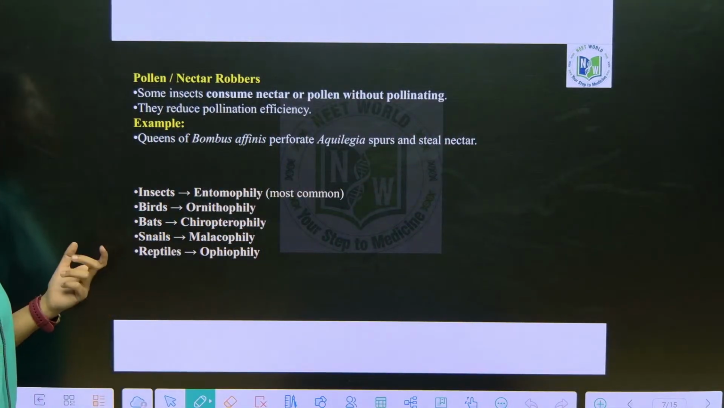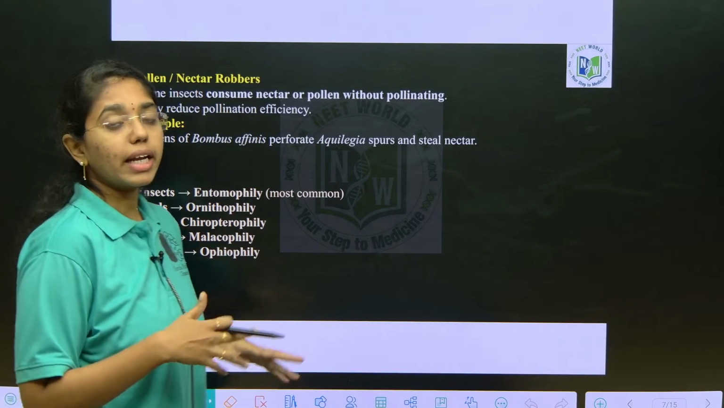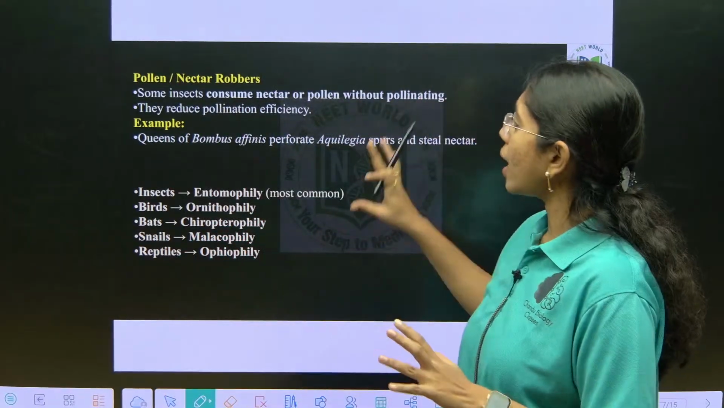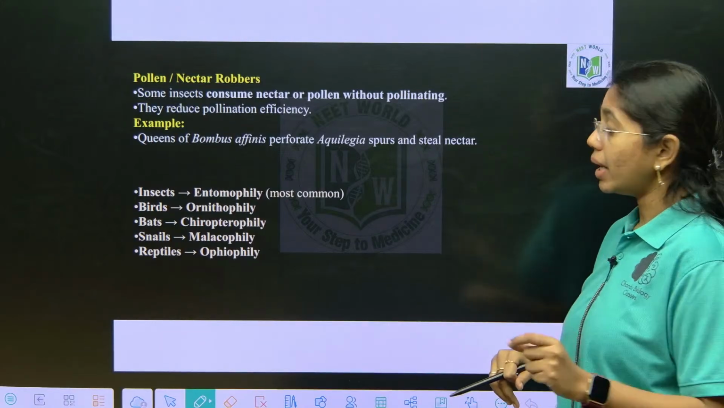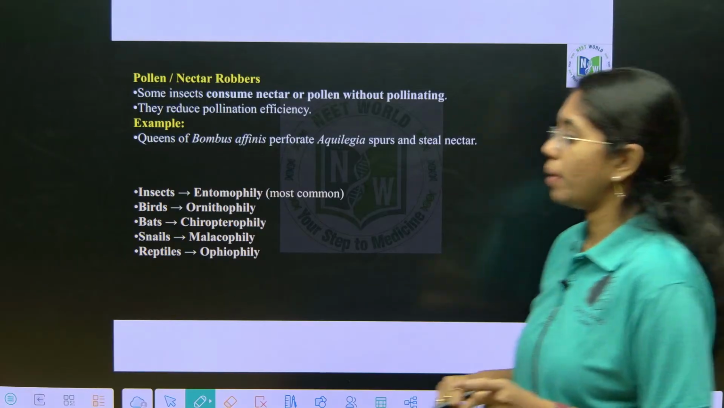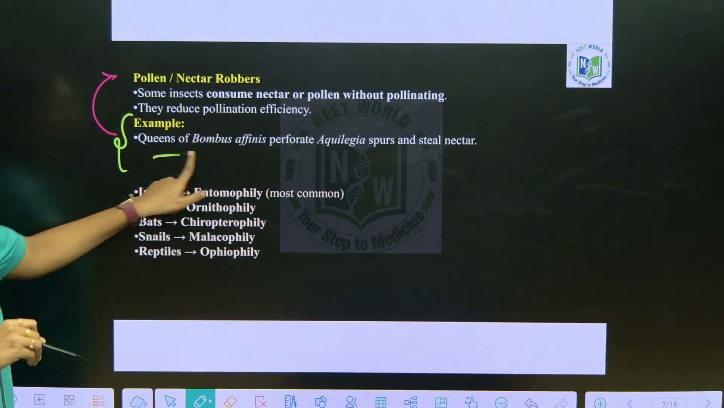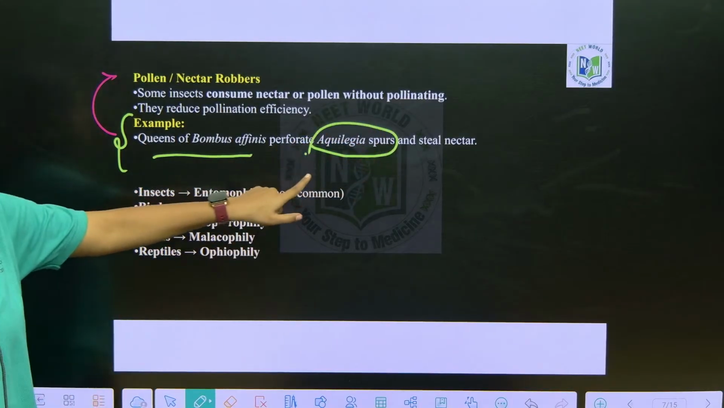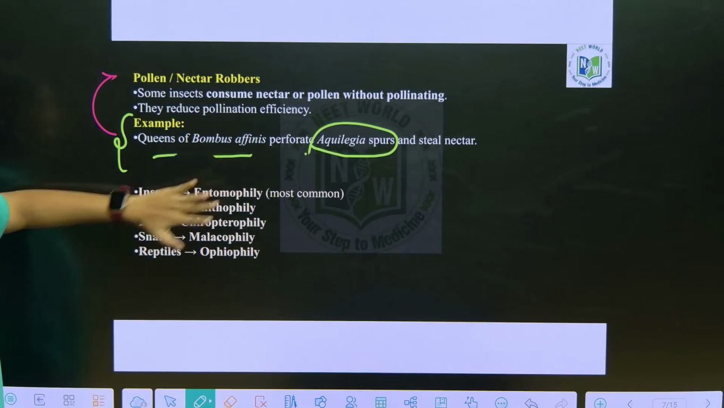pollen or nectar robbers. These are the insects which will take the nectar and pollen, leaving the plant unpollinated. So, those are what? Nectar robbers. Some insects will consume the nectar or pollen, but they will leave the plant unpollinated. Examples here are very important. Examples for nectar robbers include queens of Bombus affinis, which perforate Aquilegia spurs and steal the nectar. Just remember the insect, that is enough.